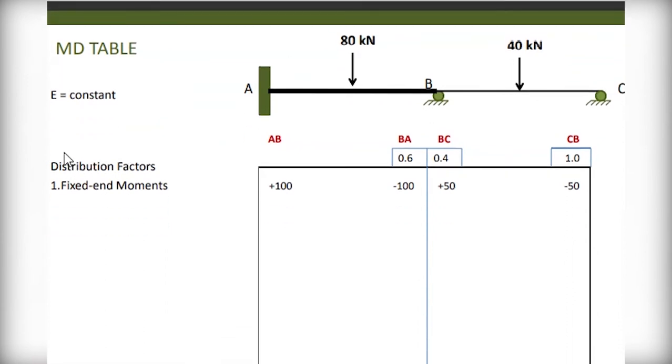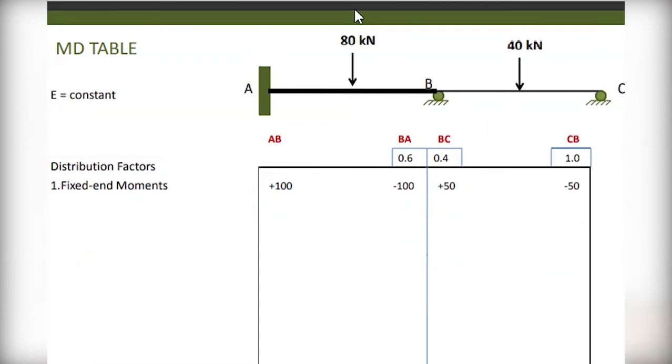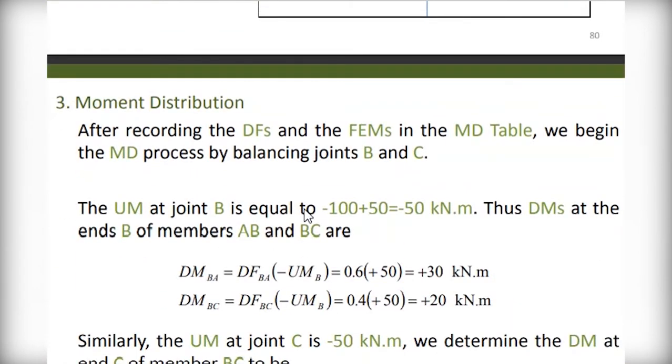So the first row, as we said, is the row for the distribution factor, which is here 0, here 0.6, here 0.4, here 1. The second row, as we said, is the fixed end moment: here positive, here negative, here positive, here negative. So proceeding, you go to the third procedure.